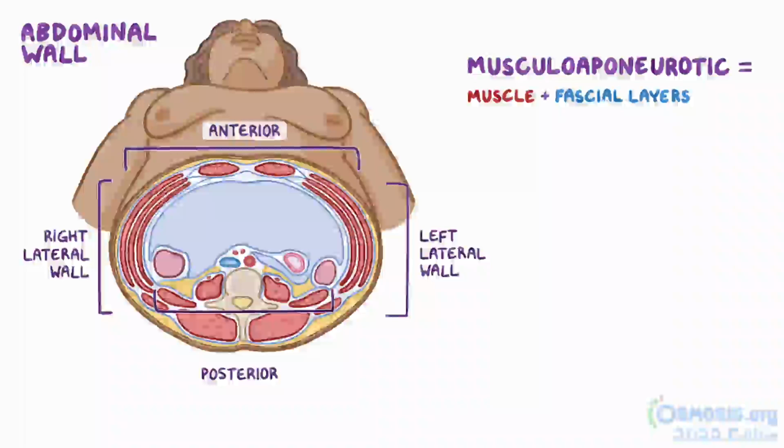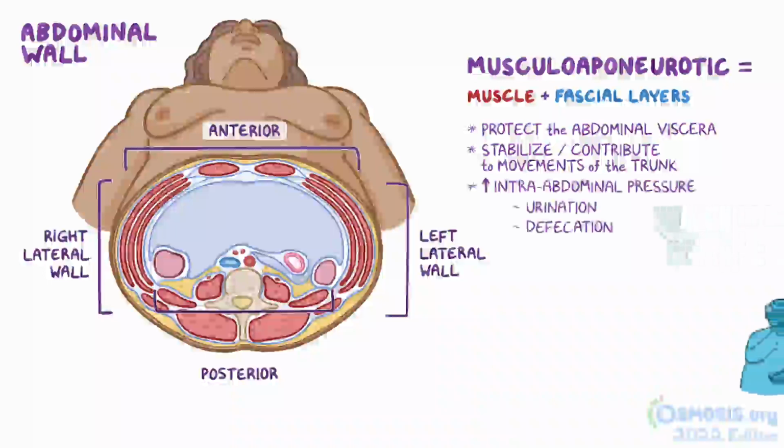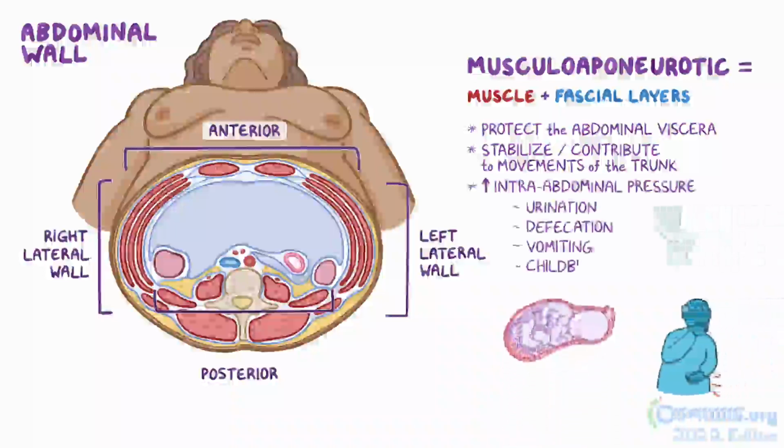This musculo-aponeurotic wall functions to enclose and protect the abdominal viscera, stabilize and contribute to movements of the trunk, and also increase the intra-abdominal pressure which is needed during urination, defecation, vomiting, and assisting in childbirth.